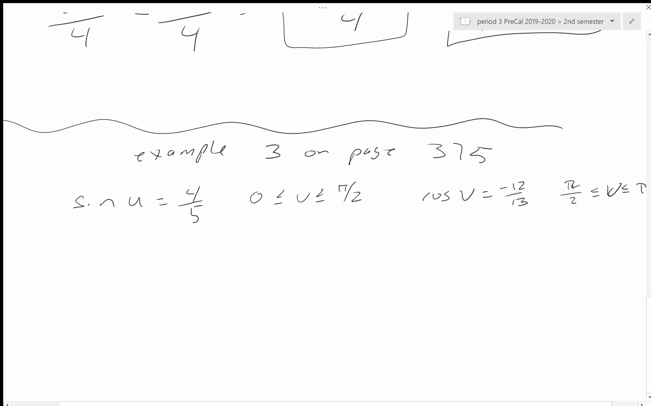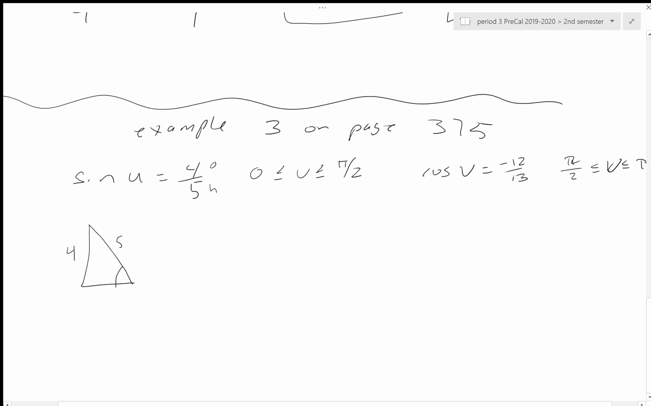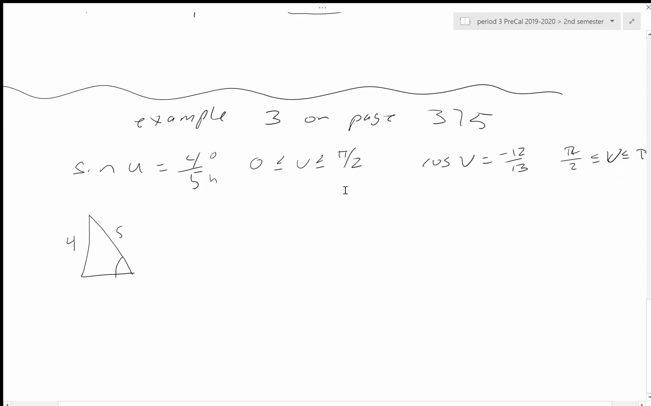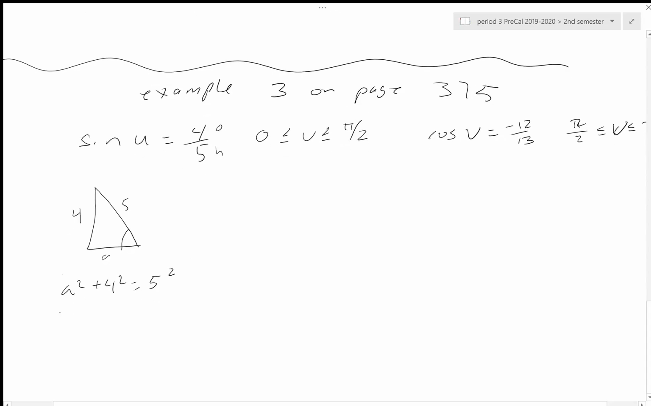So, real simple. Sine is opposite over hypotenuse. Got my triangle here. Call this one u. Sine is opposite over hypotenuse. I need to figure this out. So again, call this one a. A squared plus 4 squared equals 5 squared. A squared plus 16 equals 25. Minus 16 minus 16. A squared equals 9. Square root it. This becomes 3.